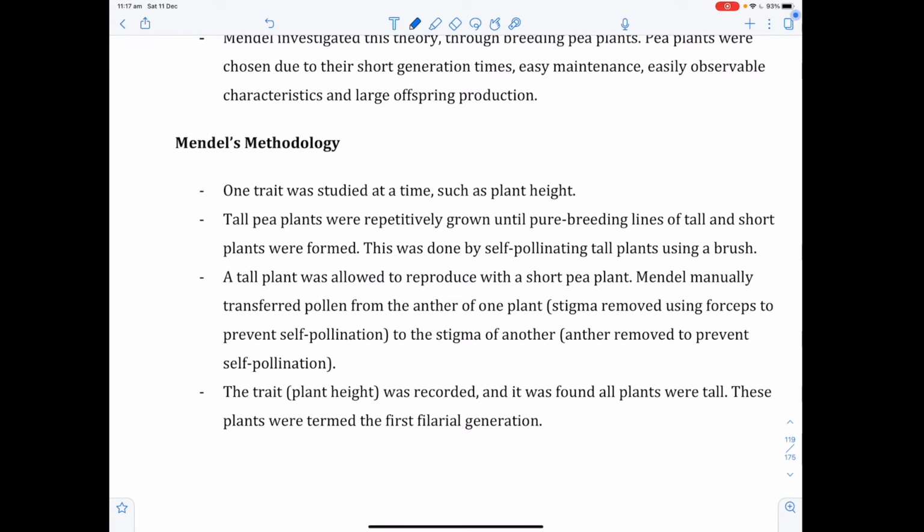Now remember, at this time they had no clue that DNA was the molecule that carried your traits. All they knew was that there were factors. Traits were coded in factors. Somewhere in a cell, these were these factors. And so, by doing these purebred lines, he created completely tall and completely short plants, which he was sure only held the tall factor and the short factor respectively. Does that make sense? Good.